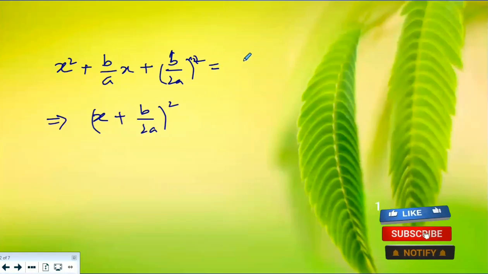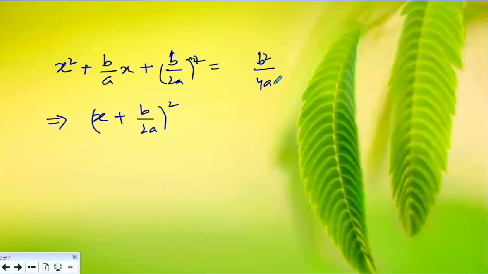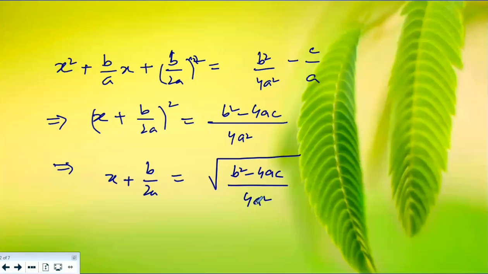And here on the right side we do the simplification, so we get b square divided by 4a square, and then we have negative c divided by a. Here we take the LCM and do the simplification, so we get b square minus 4ac. Then we take the square root on both sides. If we take the square root on both sides, we get x plus b by 2a equals the square root of b square minus 4ac divided by 4a square.